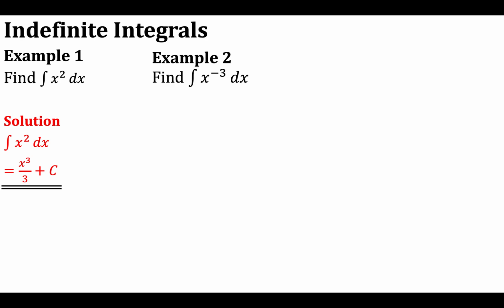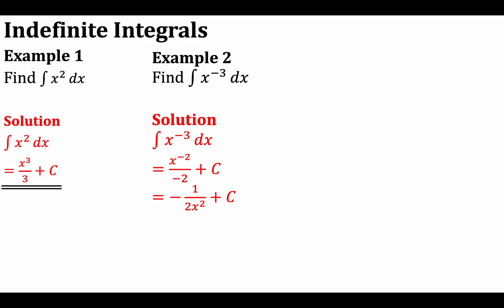Second example, we want to find the integral of x to the negative 3 with respect to x. So again, we're adding 1 to our exponent, so that will give us negative 2 for our exponent, and then we need to divide throughout by that new power, negative 2. So it's x to the negative 2 all over negative 2 plus our constant of integration. And we might want to express that with positive indices. So x to the negative 2, remember we can express that on the denominator of a fraction with a positive index. So it's negative 1 over 2x squared plus c.